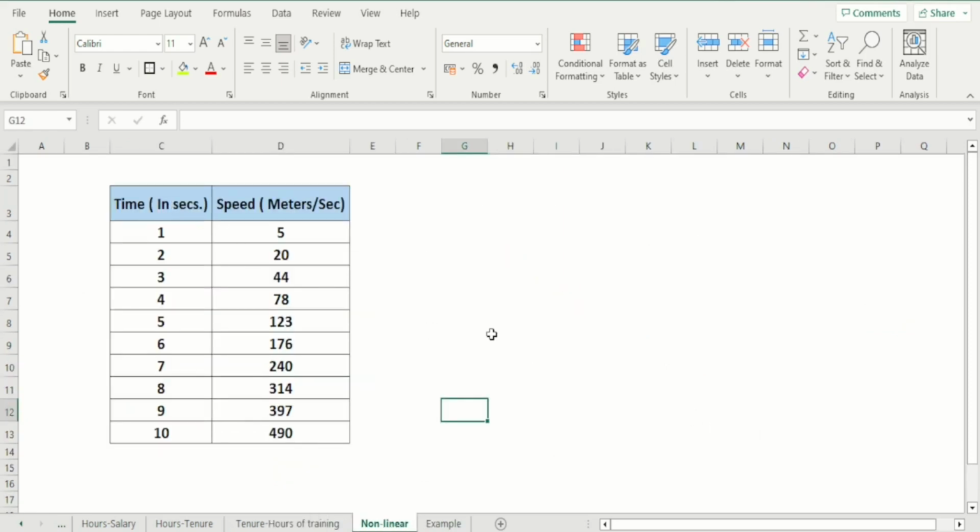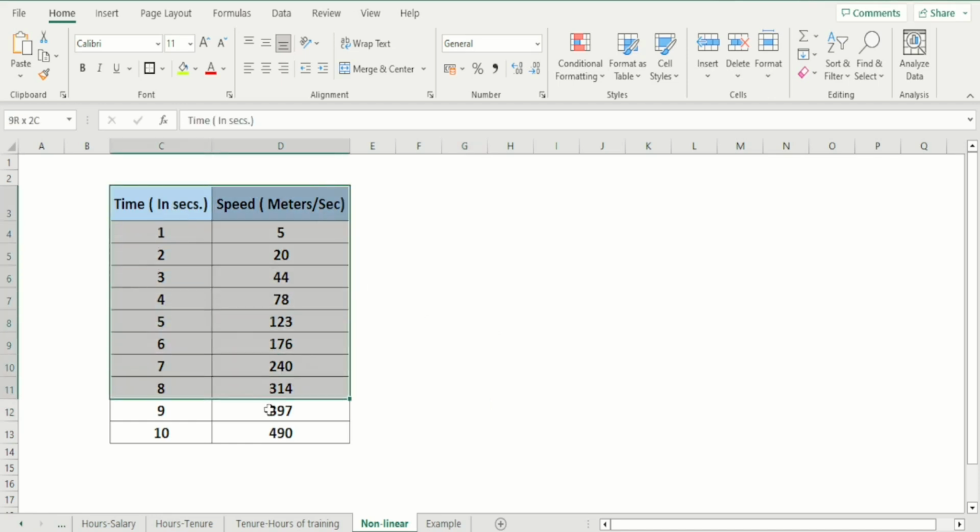Let's say, so here what we have is a different data set. In column C, we have time in seconds. In column D, we have speed. So this is data for a projectile. Let's say there's a projectile for which we have collected data. Column C has time in seconds, so this is time of flight, the number of seconds that the projectile has been in flight. Column D has speed, so the speed in terms of meters per second for that projectile.